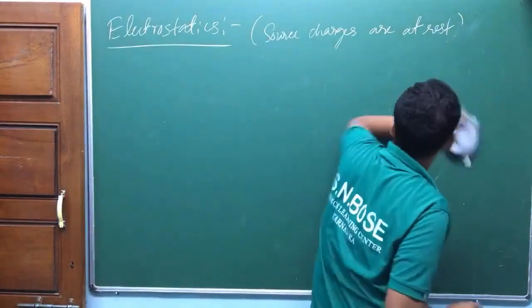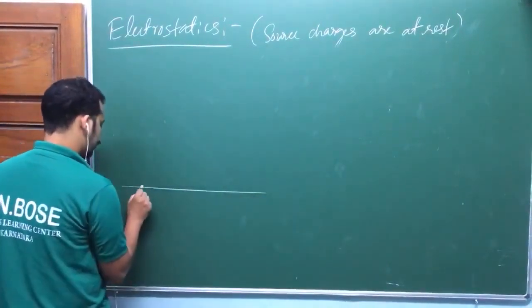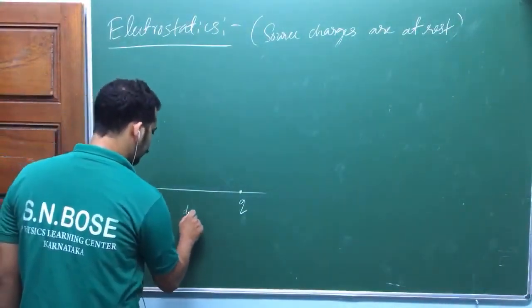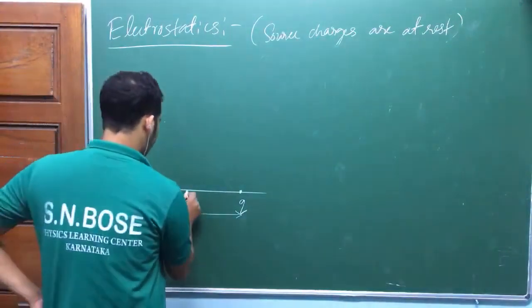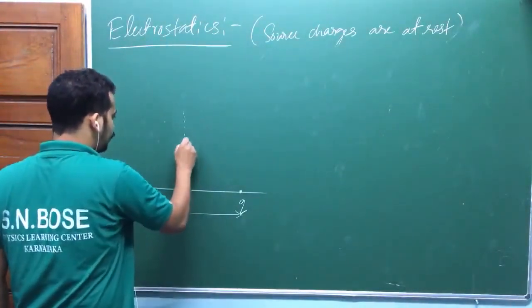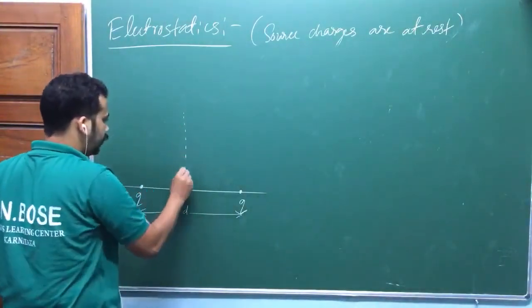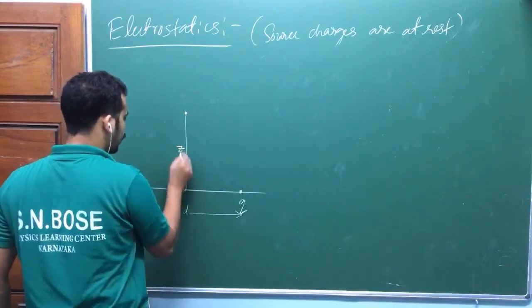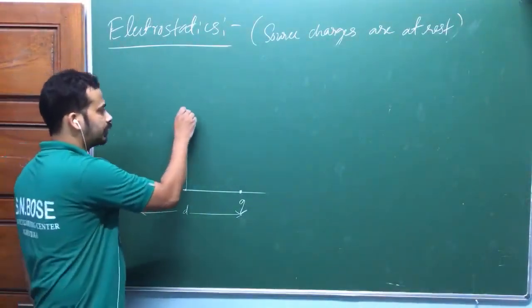Let me take one simple example, so that you should know how to calculate these electric fields. I have two charges here, one is Q, the other is also Q, separated by a distance D. I need to find the electric field at a distance Z above the middle of these two charges, perpendicularly above the middle. This is the middle point. I need the electric field at this point, which is at a distance Z above it. I need to find the net electric field at this point.